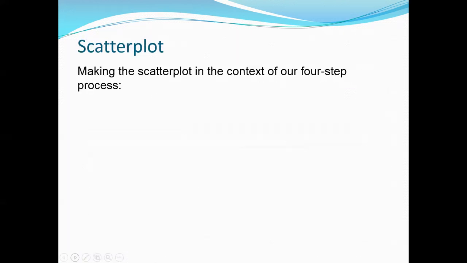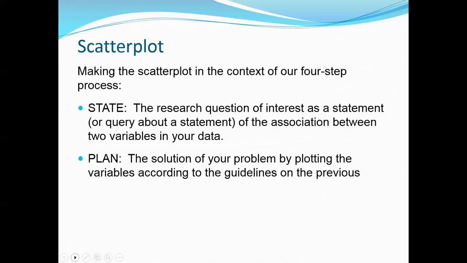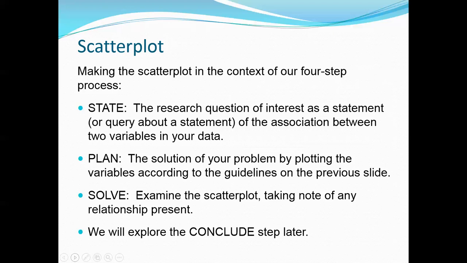Making the scatter plot in the context of our four-step process: state, plan, solve, and conclude. The research question of interest as a statement of the association between two variables in your data is the state step. The solution of your problem by plotting the variables according to the guidelines of the previous slide is the plan. Examine the scatter plot, taking note of any relationship present, is how we solve, and we will explore the conclude step later.